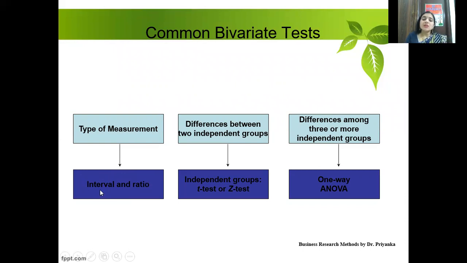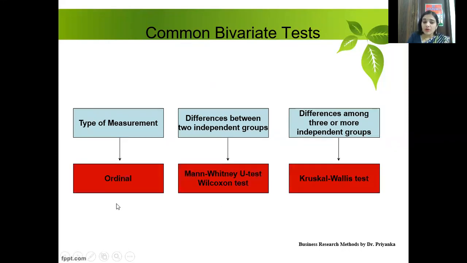So in case of interval and ratio data, to check differences between two independent groups, we were using independent group test, t-test or z-test. But in case when we have ordinal data, to check the differences between two independent groups, we will be using either Mann-Whitney test or Wilcoxon test.